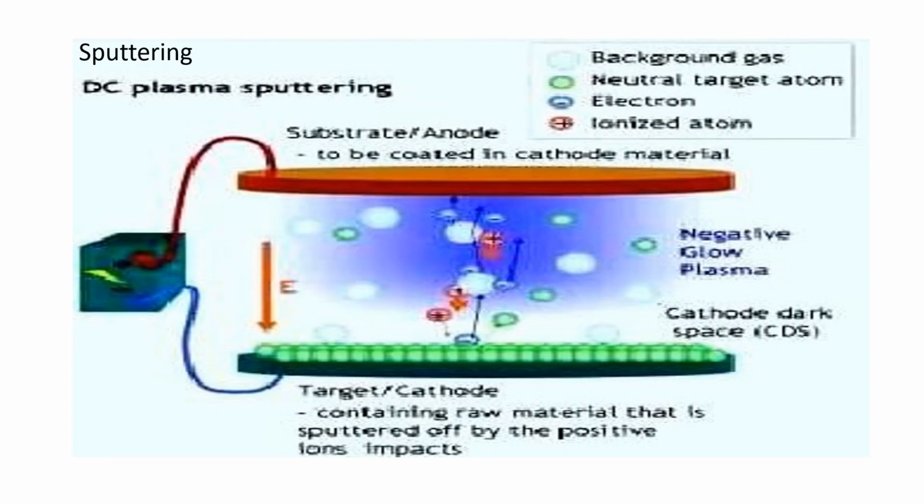This diagram explains DC plasma sputtering. As shown in the diagram, the substrate to be coated is at the anode, at high potential, and the target is placed at the cathode, from which the sputtering of the atoms takes place. When the ions of the noble gas strike the surface of the target, the atoms are sputtered off, and these atoms strike the surface of the substrate, where they deposit and form a thin film.